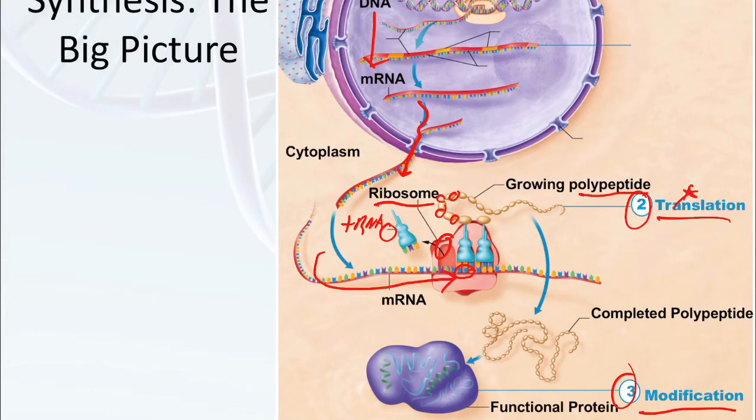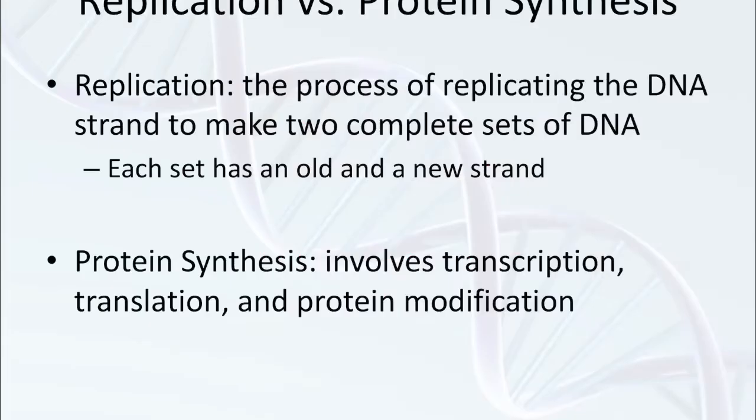Okay, and then lastly, once that polypeptide is created, it can go out of the rough ER where it had the ribosomes into the Golgi apparatus, and the Golgi apparatus has a job of kind of modifying and putting any finishing touches on the protein and making it finally the functional protein. Okay, so that's the overview.